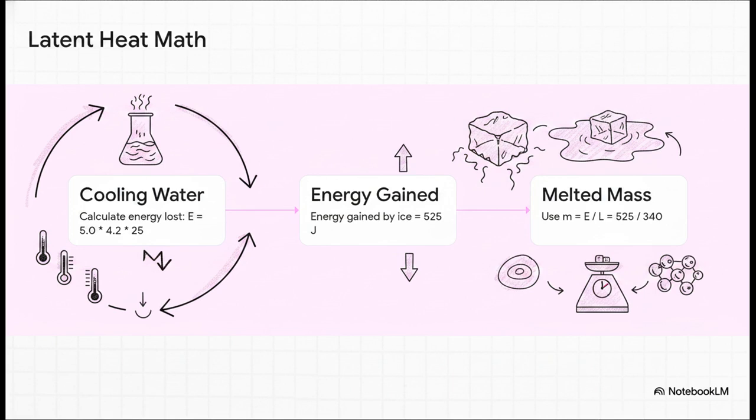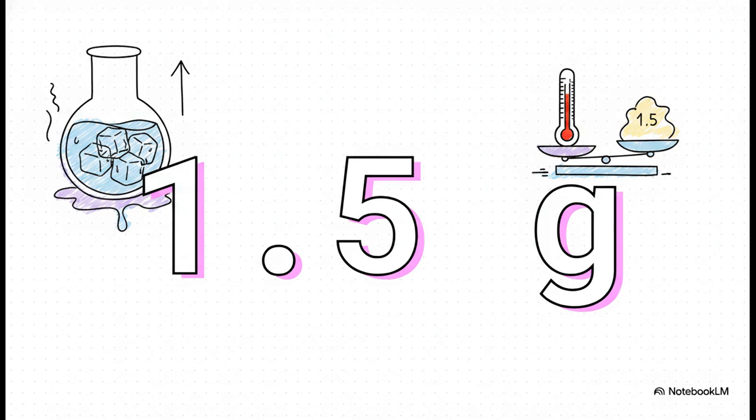Step 3, apply our latent heat formula. Mass equals energy divided by latent heat. So we just take our 525 joules and divide it by 340. Crunch those numbers, and 525 divided by 340 gives you roughly 1.54. Check the options from our source problem, and boom, our correct answer is 1.5 grams of melted ice. What looks like a crazy complicated interaction actually becomes super straightforward when you track the energy step by step.